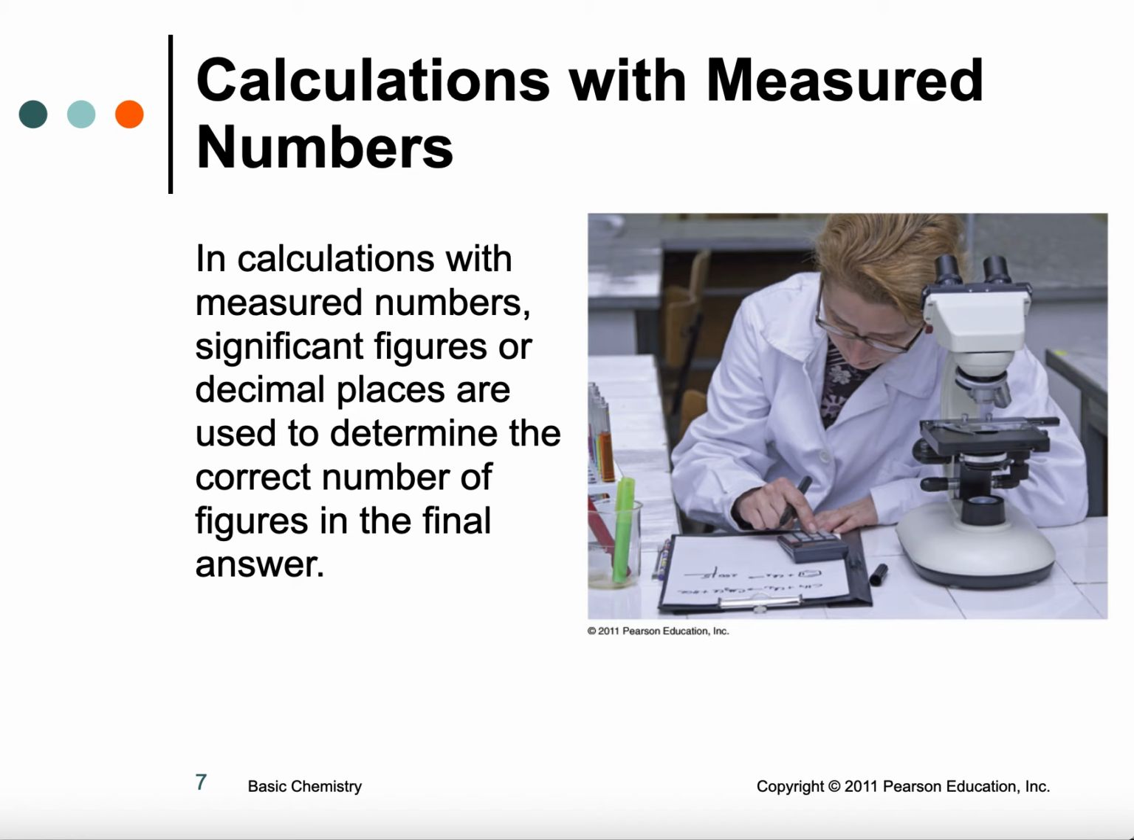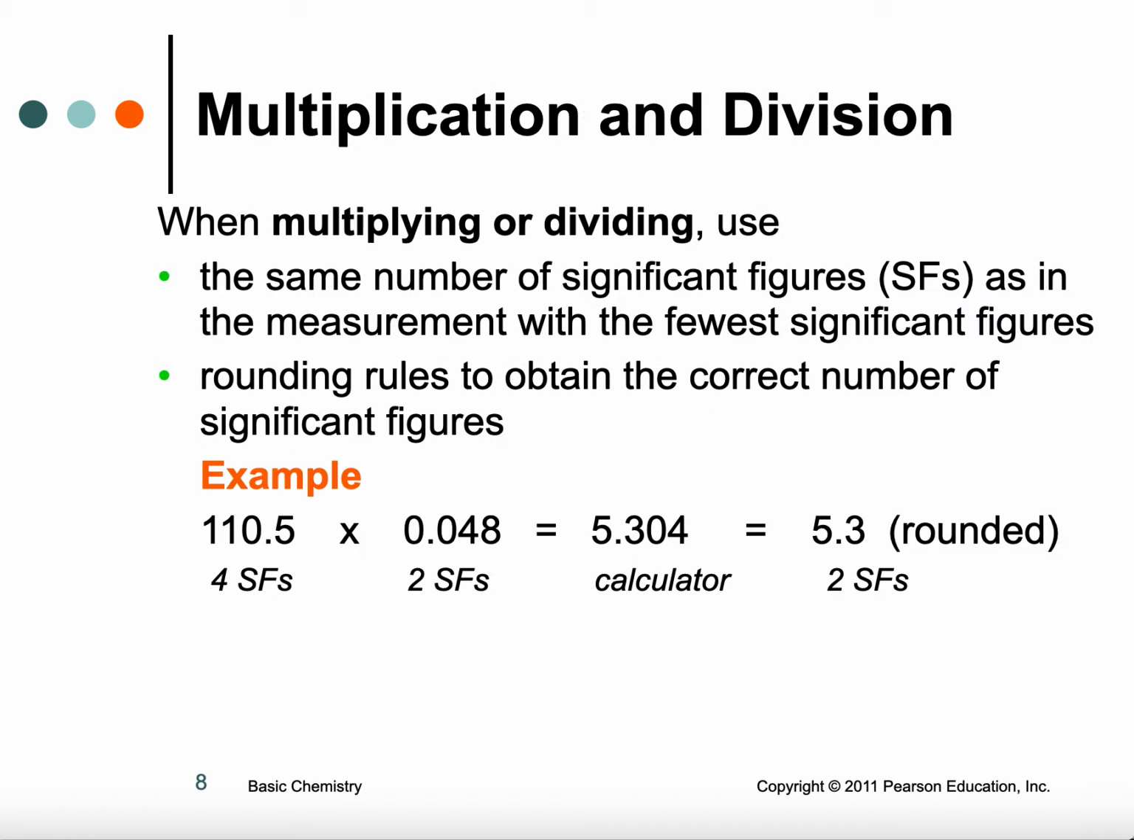All right, here's where we're calculating with these measured numbers. And this is where the headaches start. Let's do the easy ones first. Multiplication and division. When you're multiplying and dividing, use the same number of significant figures in the answer as the fewest significant figures in your numbers that you multiplied. Right? So you look at the number of significant figures in the two numbers that you're multiplying together, and whatever the fewest is, your answer has to be rounded to that number.